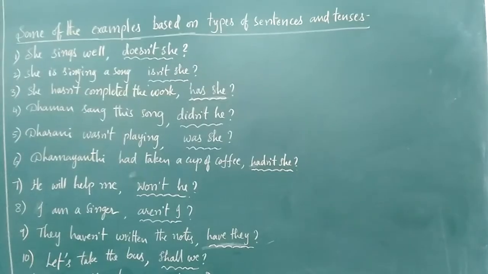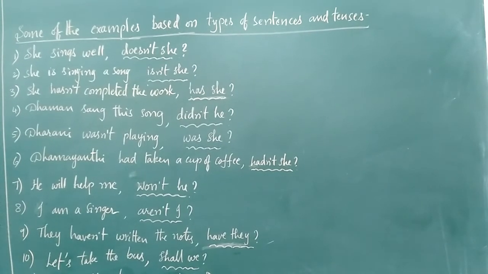Now you see some of the examples based on types of sentences and tenses, given very clearly. First sentence, if you observe, it is in simple present tense. She sings well. See, it is a positive statement. That's why the question tag is negative. Doesn't she? See, she is third person singular. That's why we used does. For example, if the statement is they sing songs, they is not third person singular, it is third person plural. That's why we use don't they.